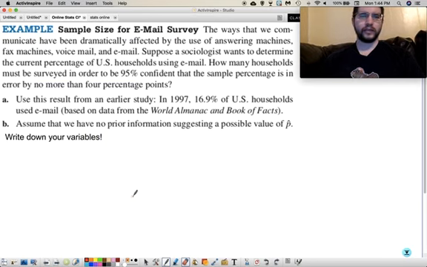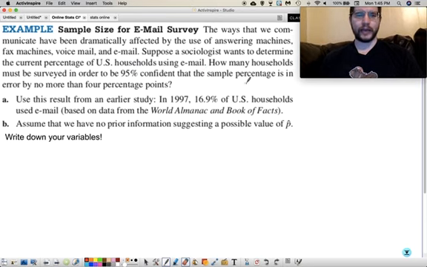So, the ways that we communicate have been dramatically affected by the use of answering machines, fax machines, voicemail, email. Yeah, so this, as you can tell, this book's kind of old. Who has an answering machine anymore? We have voicemail. Suppose a sociologist wants to determine the current percentage of U.S. households using email. How many households must be surveyed in order to be 95% confident that the sample percentage is in error by no more than 4 percentage points? Also, they didn't say text, so yes, it must be really old.